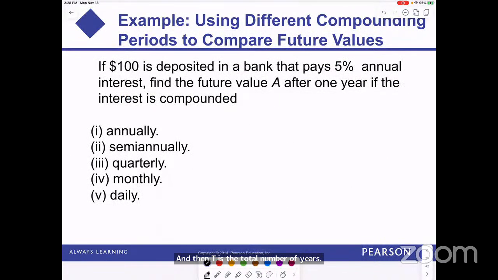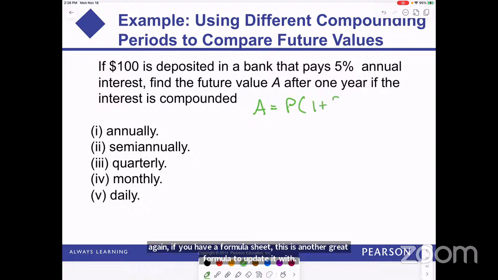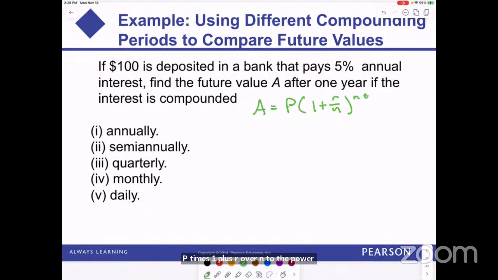So if $100 is deposited into a bank account that pays 5% annual interest, we're asked to find the future value A after 1 year if the interest is compounded annually, semi-annually, quarterly, monthly, and daily. So we're doing compound interest, so let's use the right formula. If you have a formula sheet, this is another great formula to update it with. P times (1 plus R over N) to the power of NT. That's our compound interest formula.